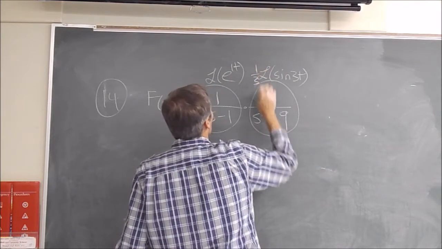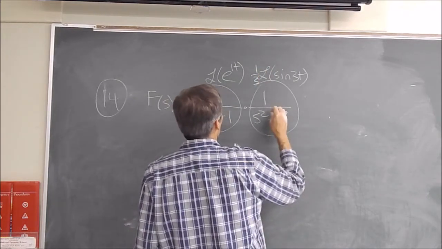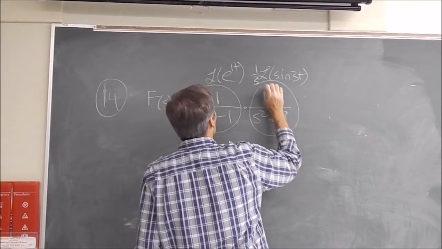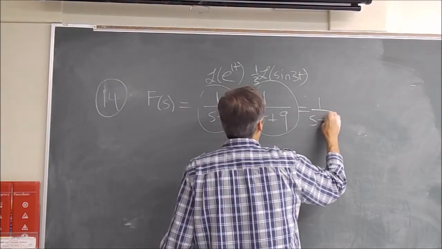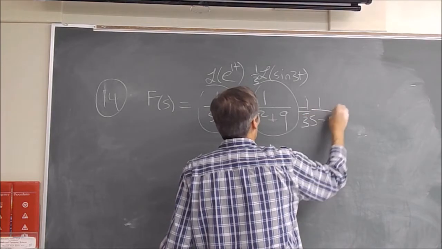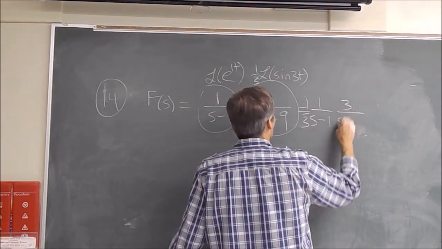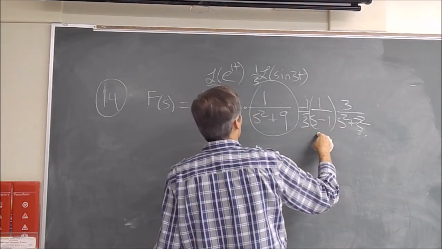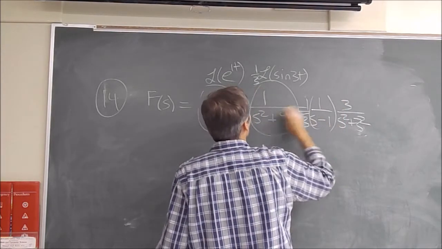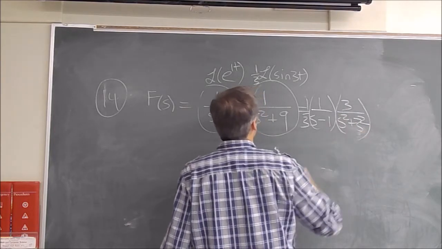I guess this is 1/3 of a Laplace transform. So this one we could say, if we rewrite it as 1/3 times 3 over (s squared plus 3 squared), we can say this one is the Laplace transform of e to the t, and this is the Laplace transform of sine 3t.